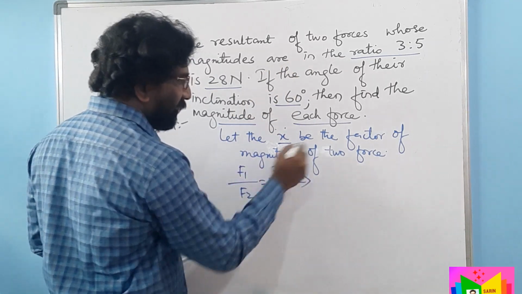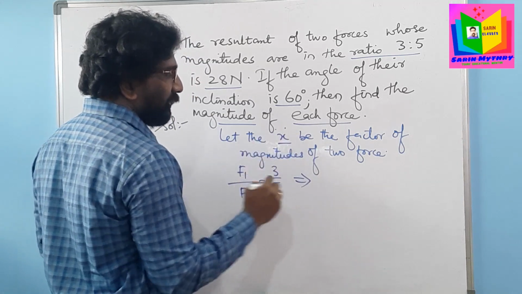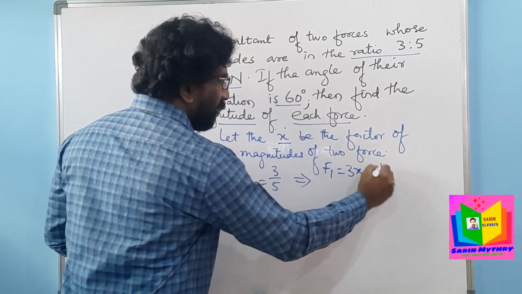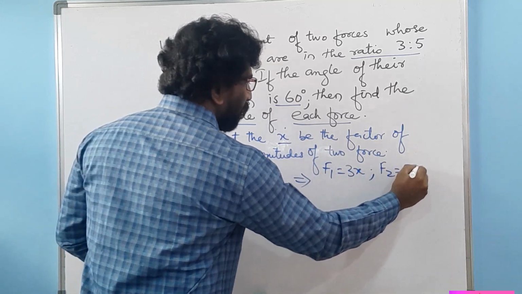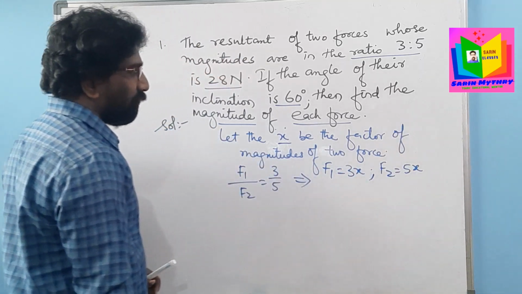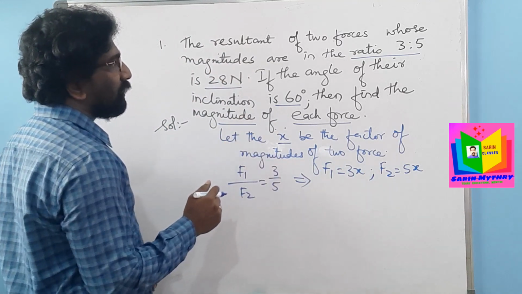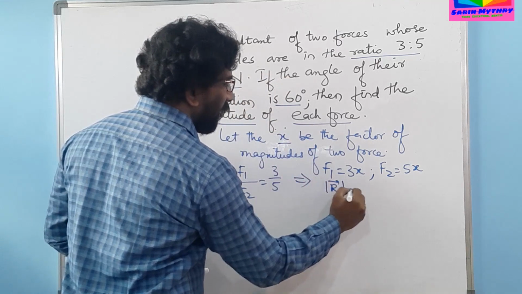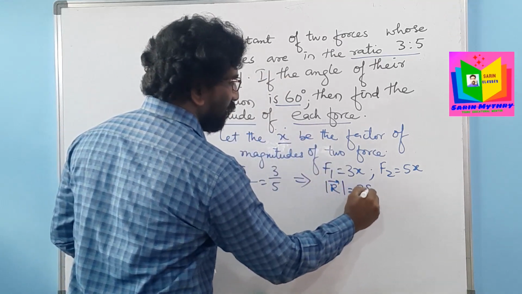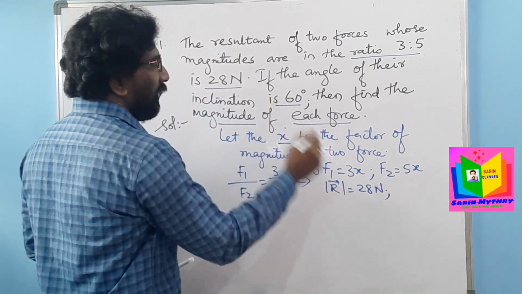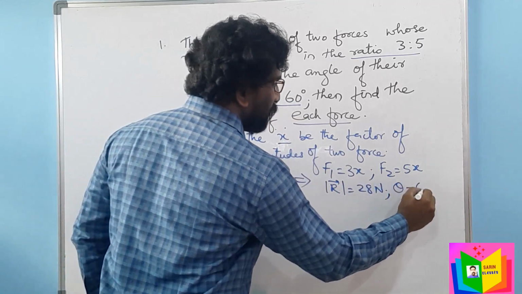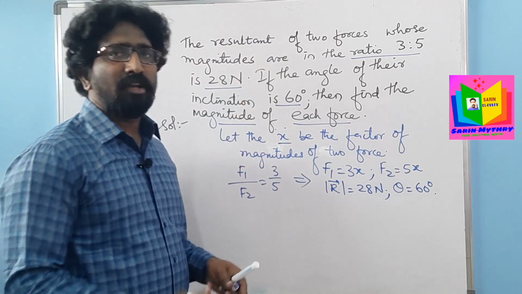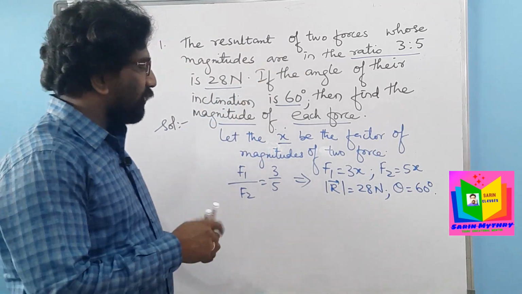Then as per the factor, F1 is equal to 3x and F2 is equal to 5x. And what else is given to us? The resultant vector is given. The magnitude of R is equal to 28 newtons, and the angle of inclination, that is theta, is equal to 60 degrees. So this is what is mentioned in this particular numerical. Now let us try to solve this one.